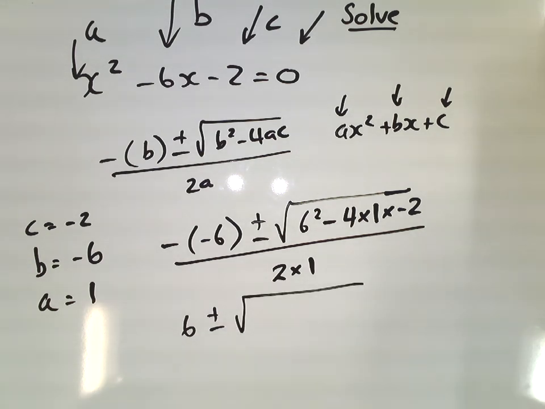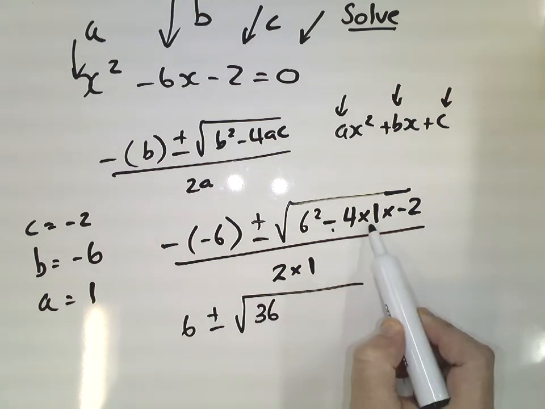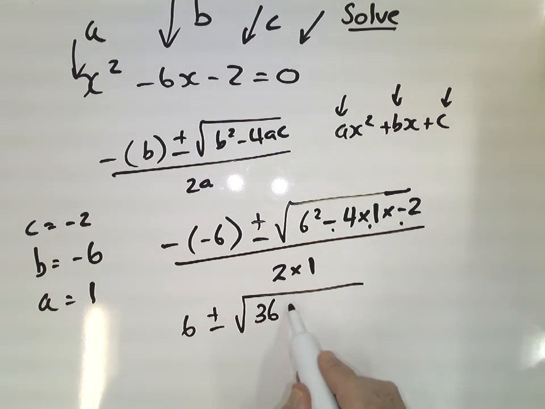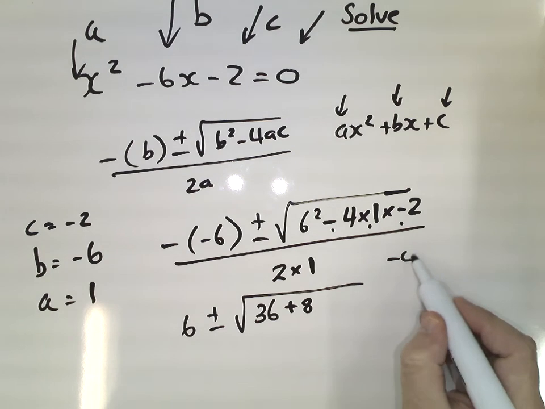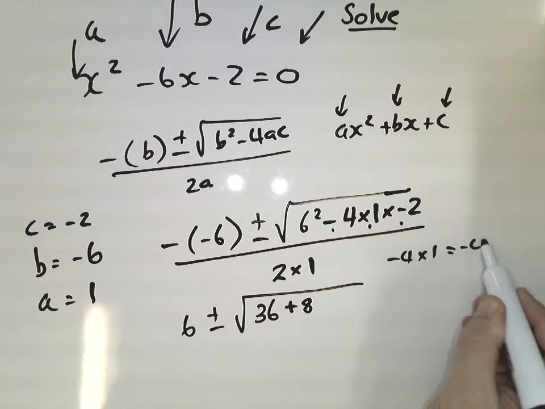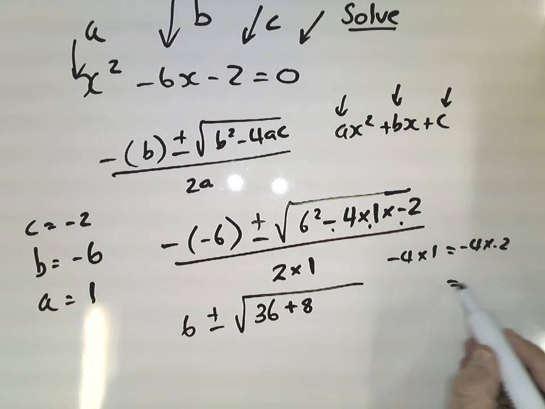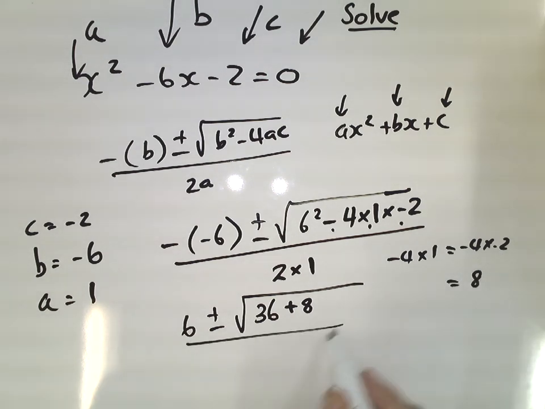We've just got to deal with what's underneath the square root. So 6 squared is 36, and then this one here we've got to be careful with because it's minus 4 times 1, which is negative 4, times negative 2 is positive what? 8. Minus 4 times 1 gives us minus 4. We times that by minus 2, and that gives us an answer of positive 8. So a negative and a negative gives us a positive, over 2.